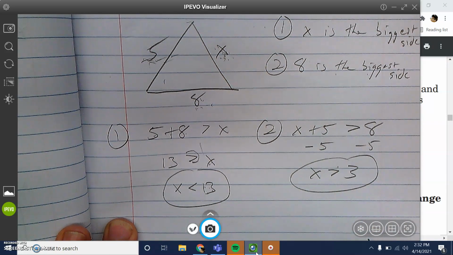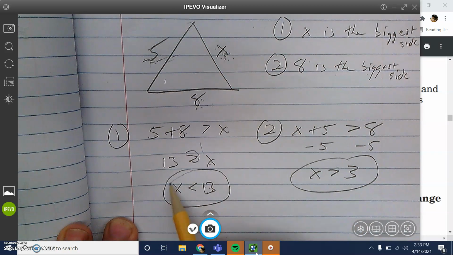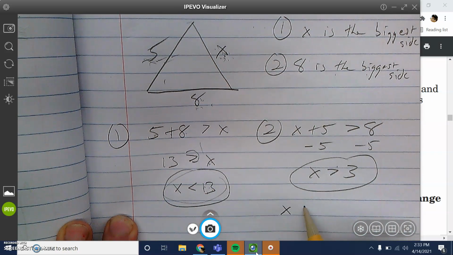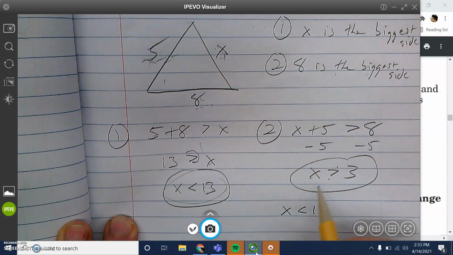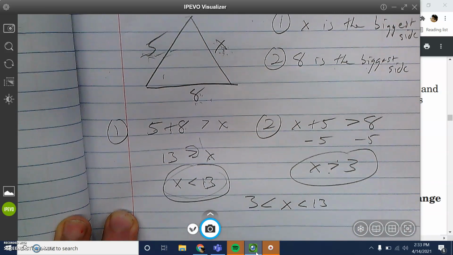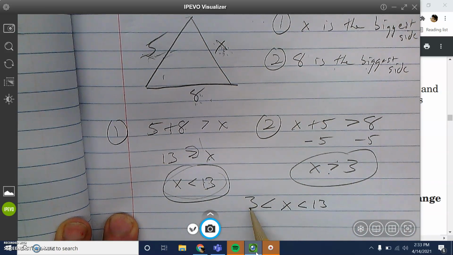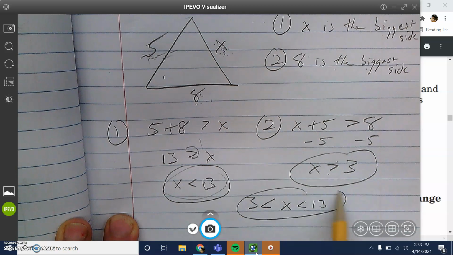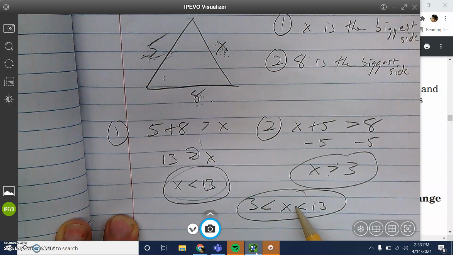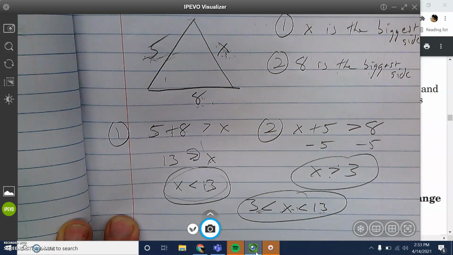So to write a compound inequality, all I do is I keep this. So x has to be less than 13, and then I just flip this around and put 3. So this means x has to be between 3 and 13. So let's pick something. Let's pick 12. Let's see if it works, because 12 is between 3 and 13, right?